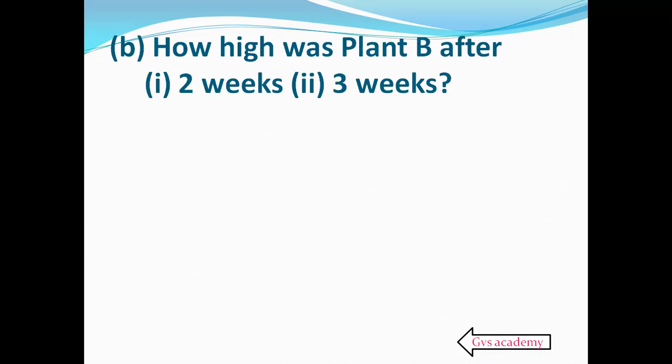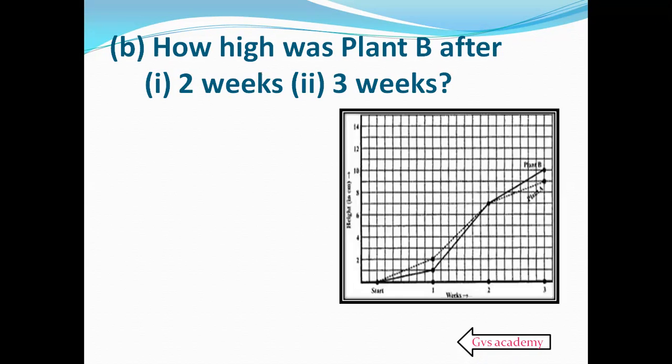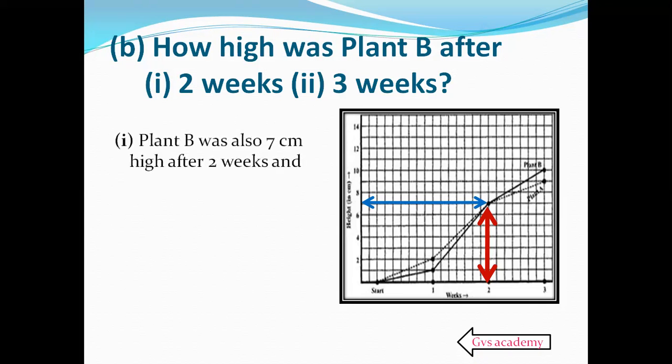Next one. How high was plant B after 2 weeks and 3 weeks? Now you can see the graph sheet. Now we are going to see plant B. Plant B is given in the form of dark lines. Now see, in the second week it is the same as plant A, that is 7 centimeter. So plant B was also 7 centimeter high after the second week.